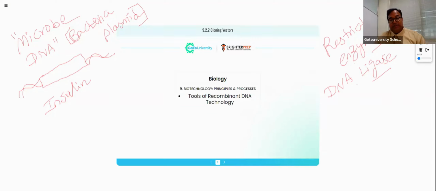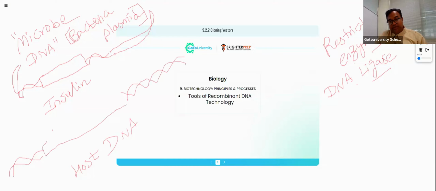And now to this bacterial DNA we are introducing the insulin gene. And then this is a host DNA. What is exactly happening here is that the insulin gene is introduced into the host DNA. Again, I'm repeating: the insulin gene is introduced to the host DNA by using this bacteria. So the bacteria introduce the insulin gene of my interest to the host DNA, and now the host DNA has the insulin gene.